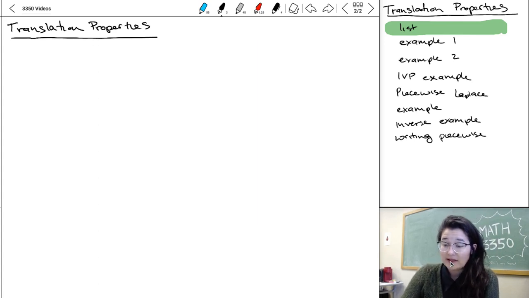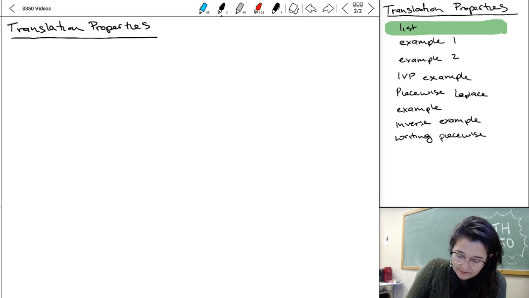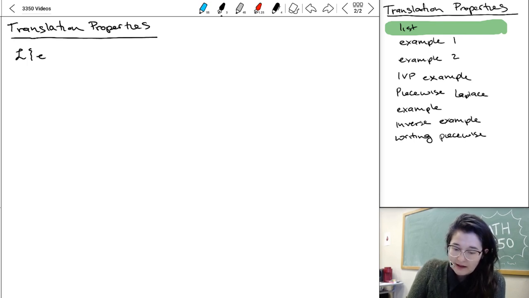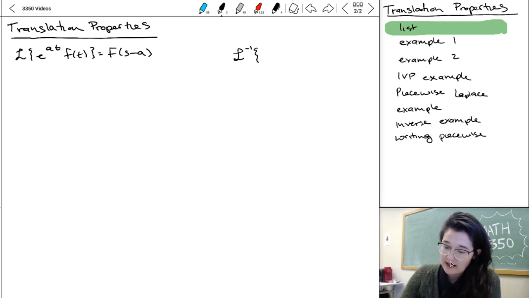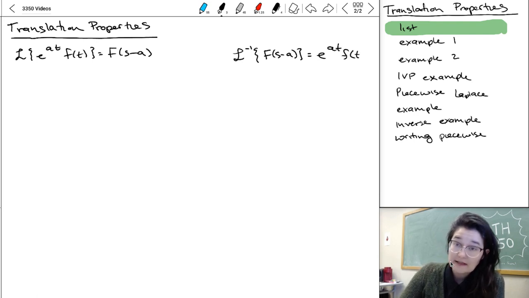So I'm going to write all these down, and it's going to seem like a lot, and then we'll go through examples so you can actually implement all of them. But for now, just accept it as it comes. So L of e to the at times f of t is going to be capital F of s minus a. And then conversely, L inverse of capital F of s minus a is going to be e to the at times f of t.